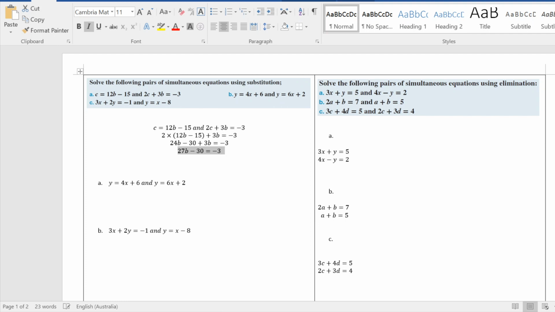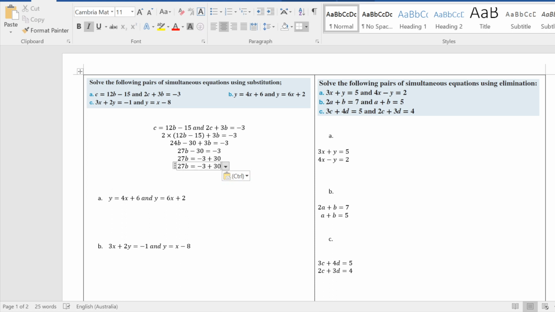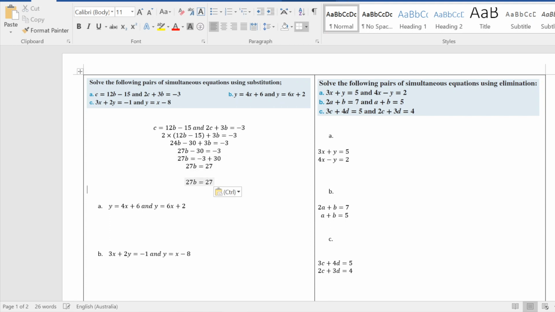From there, it's just simple rearranging. If I've got minus 30 over here, it'll be plus 30 over here. That's going to give us 27b is equal to 27. From there, 27 divided by 27 is 1. We end up with a value of b is equal to 1. And there's the solution for that one.